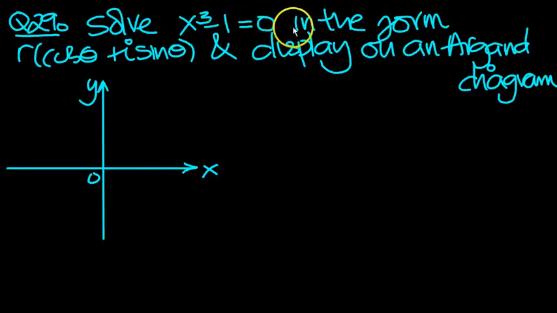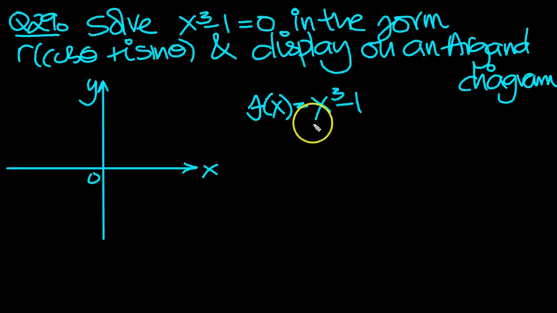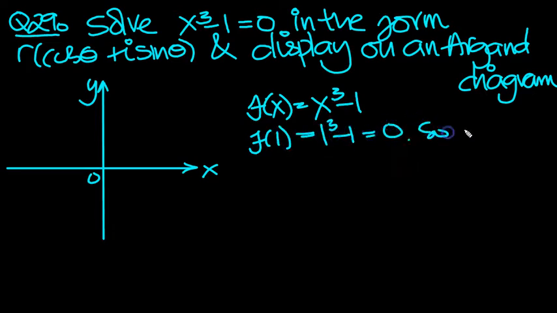So we need to solve x cubed minus 1 equals 0 in the form r brackets cos theta plus i sine theta, and display on an Argand diagram. Here's our Argand diagram. Here we've got x cubed, so let f of x equal x cubed minus 1, then polynomial, and we can see that the root is, so f of 1 equals 1 cubed minus 1, which is 0. So x minus 1 is a factor then by the factor theorem, isn't it?